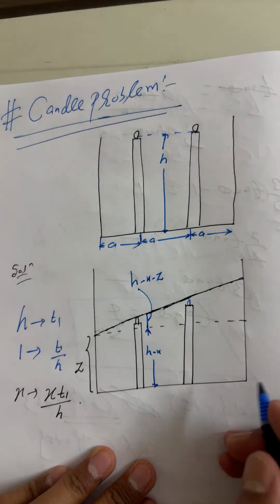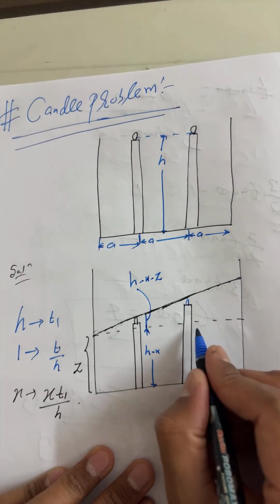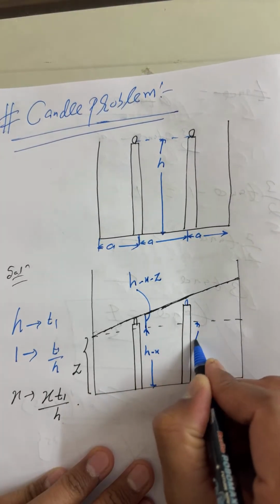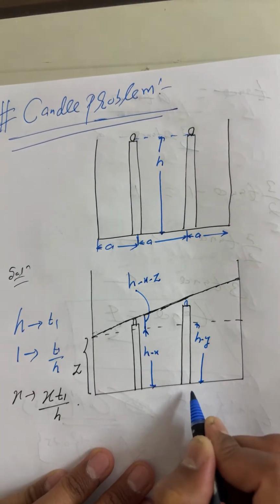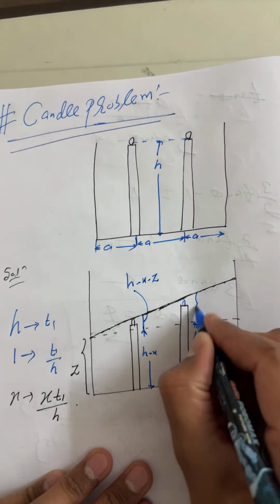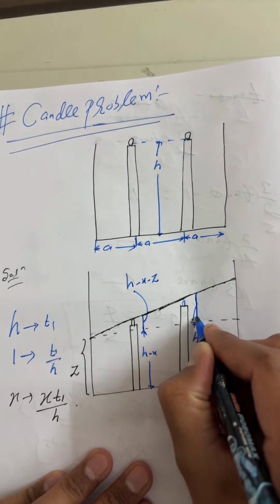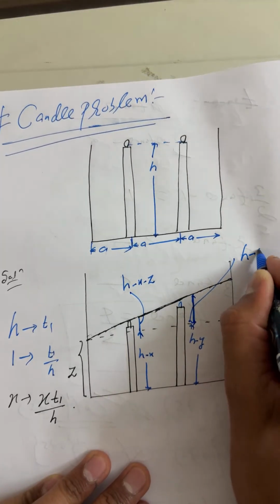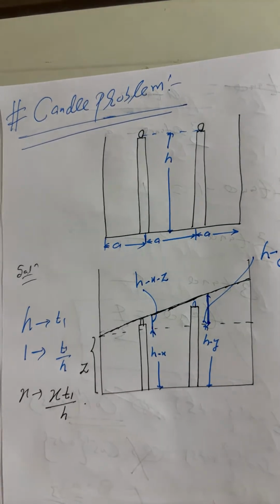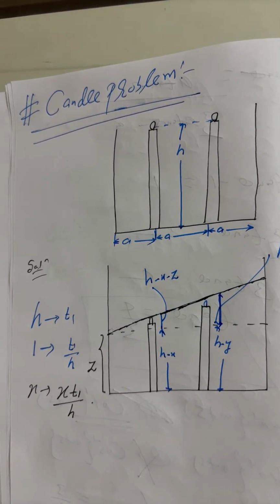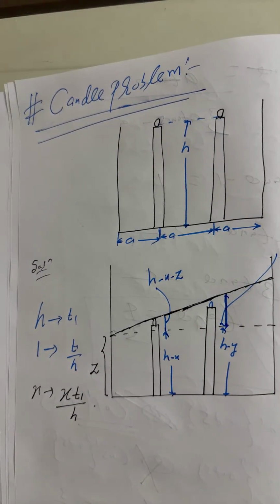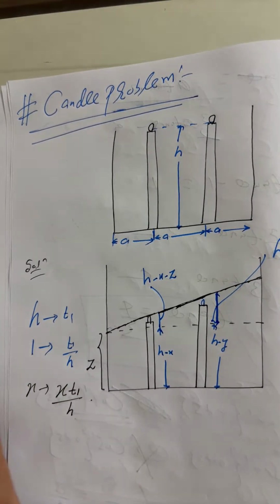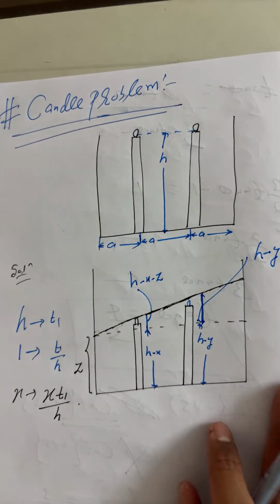Similarly, this entire length is h minus y, so this height is h minus y. What about this length? You can say h minus y minus z. Right? Okay, fine. Then this is T1, and similarly you can apply it for T2 also.